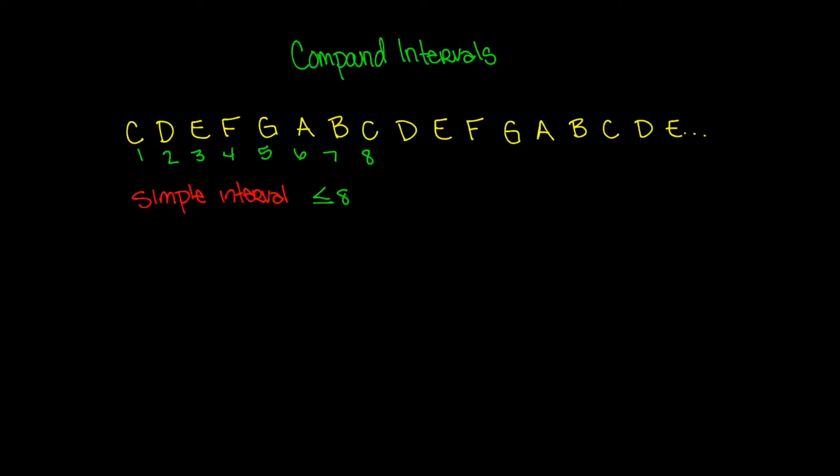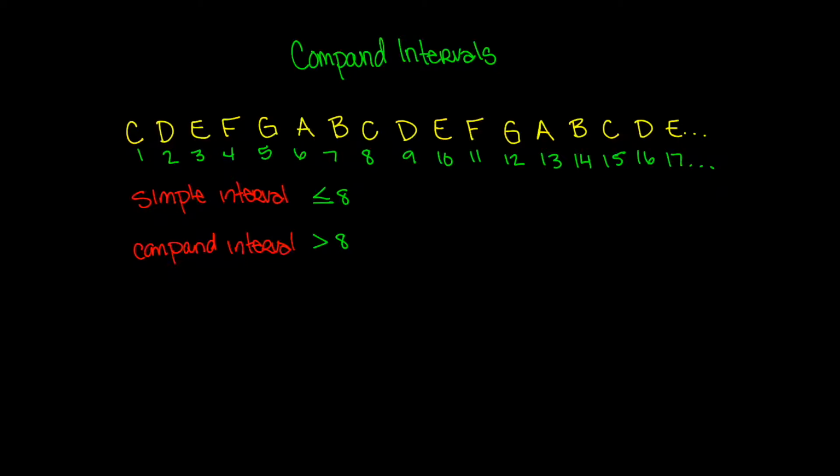All right. And a compound interval is going to be anything that is greater than an octave. And so that's just going to be greater than 8, right? So this is 9 and above. If I keep that numbering system up, then I would have 9, 10, 11, 12, 13, 14, 15, 16, 17, right? So on and so forth.